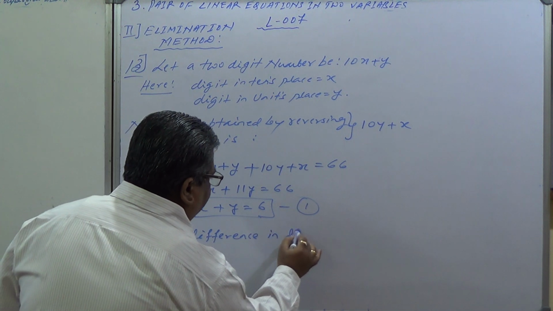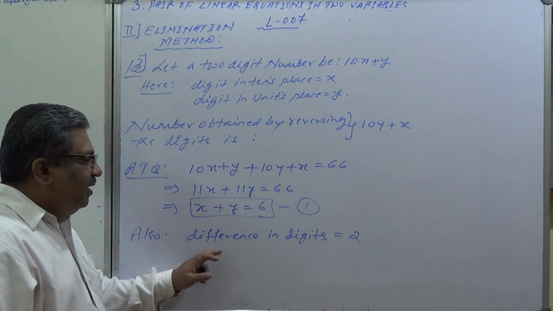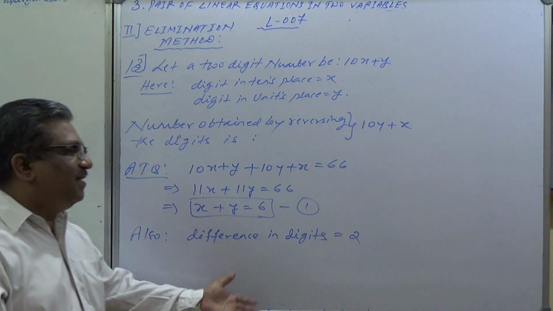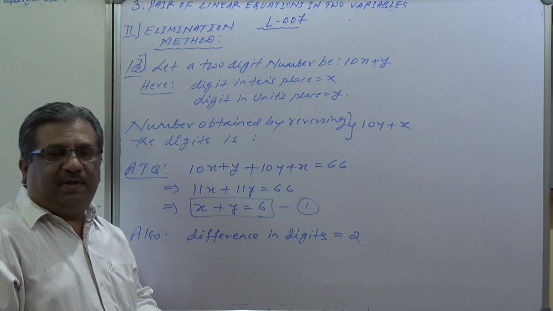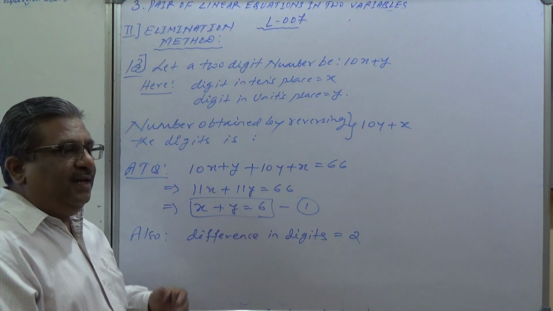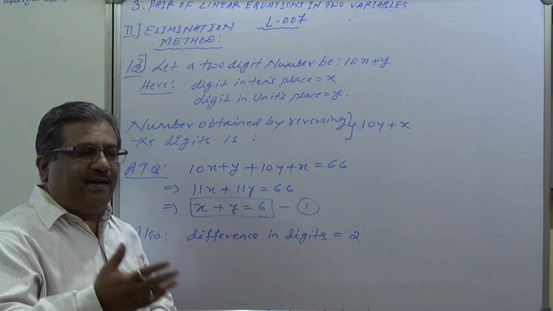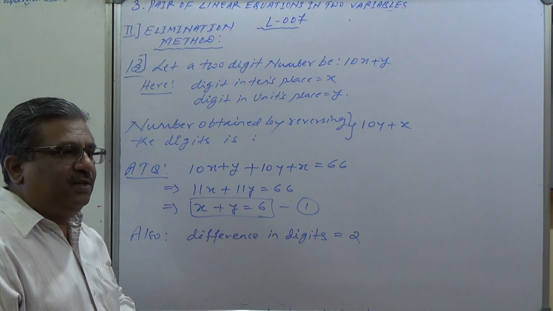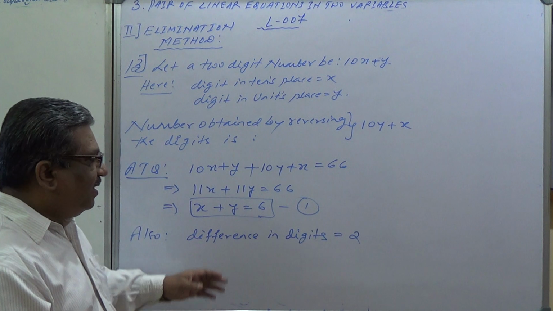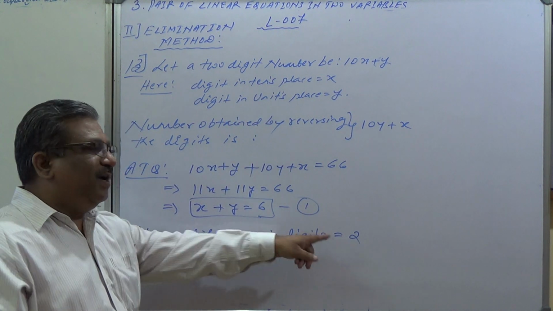Difference in digits is 2. It is not the difference in number, but the difference in digits that is 2. Dear students, I have x and y as the digits over here. If I need to take the difference, as I said in one of the last questions also, the difference can never be negative. In that case, if I consider x to be a larger digit, then x minus y should be equal to 2.